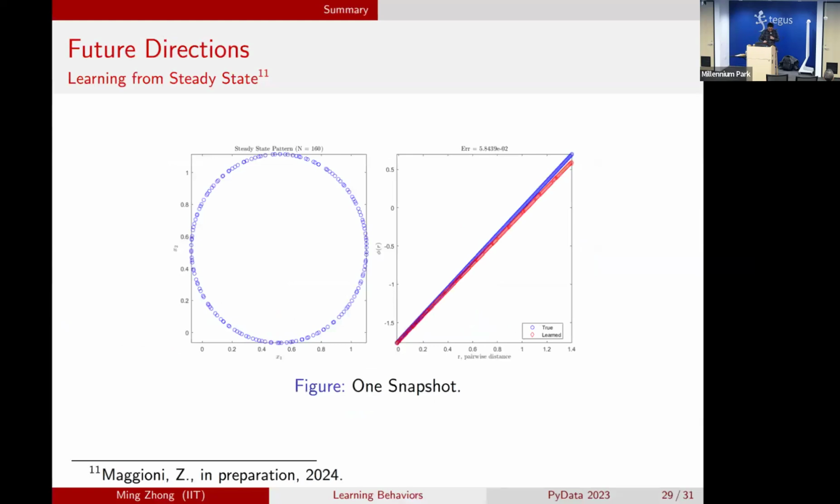So all of these examples I showed you actually learn from a series of time series data. You need to take a series of time snapshots of the whole system and then produce a dynamical system to actually do predictions and control.